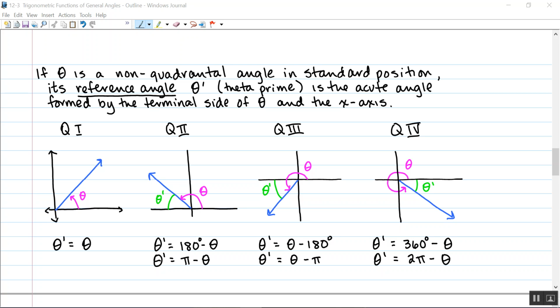Personally, I don't worry about memorizing these little formulas down here. I do a little sketch and look at it. Remember, the reference angle is formed by the terminal or the ending side of the angle and the x-axis. So just draw your angle and then look to see how do I need to go to get to the x-axis.